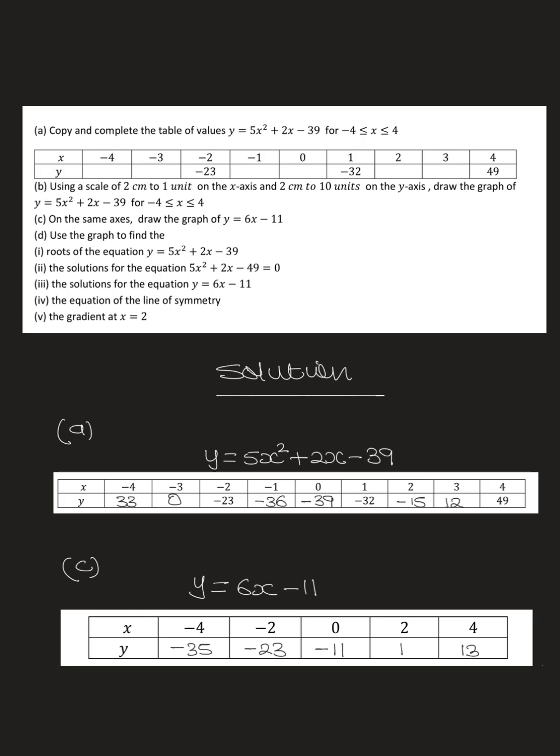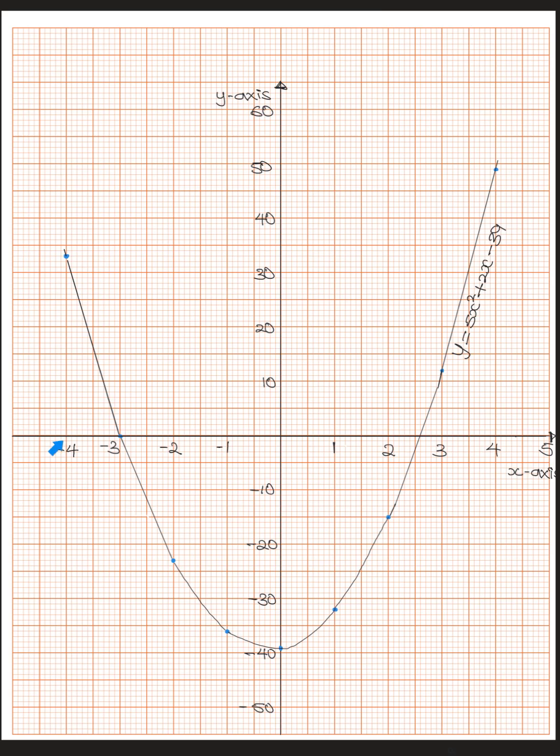So let's move on to plot these values on the graph. From the table, when x equal to minus 4, y is equal to minus 35. So the point of intersection is here. When x equal to minus 2, y is minus 23. That is exactly at this point here. Okay? When x equal to 0, y is minus 11. Minus 11 is one small box below minus 10. So that is at this point here.